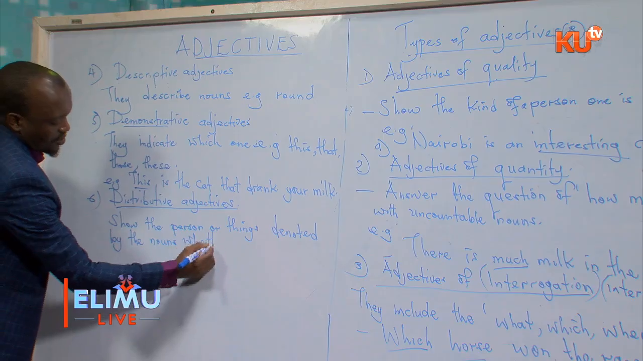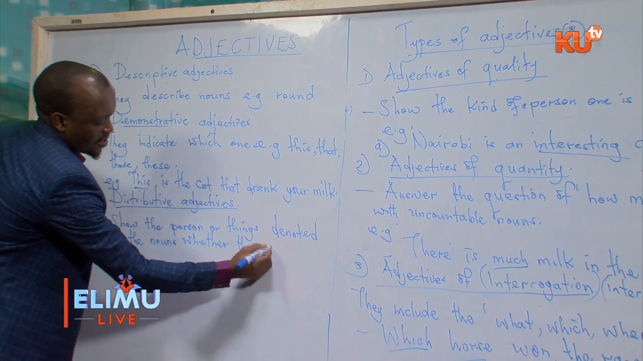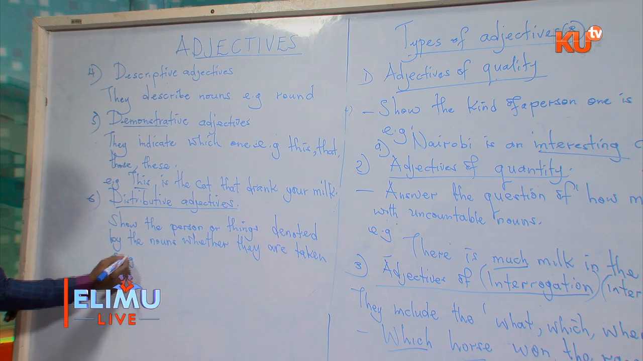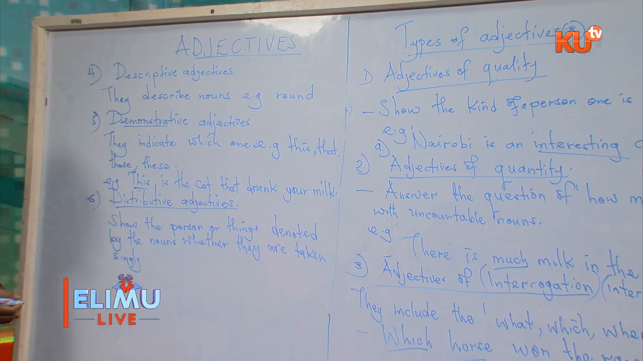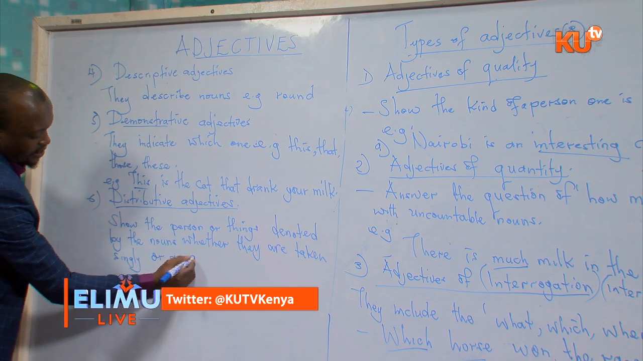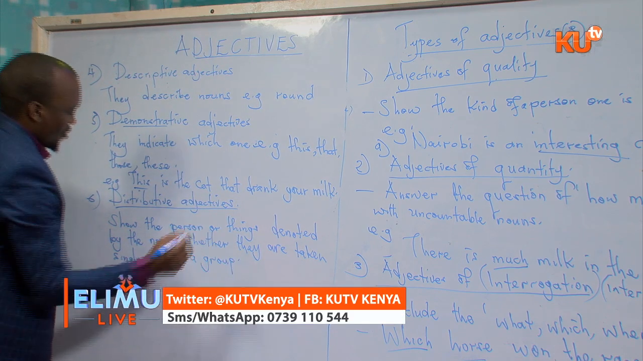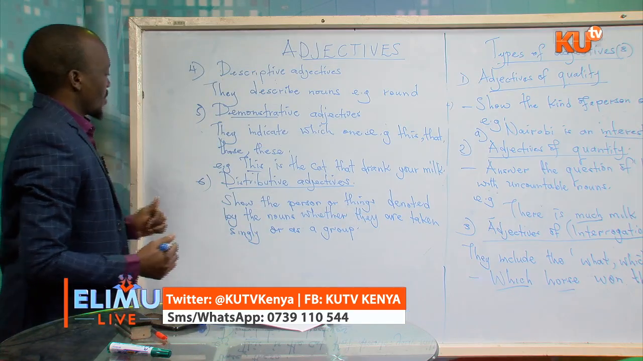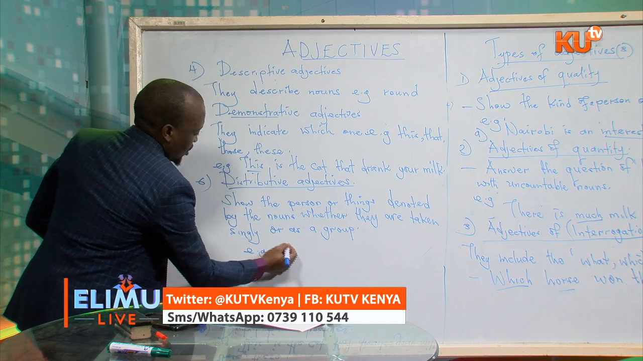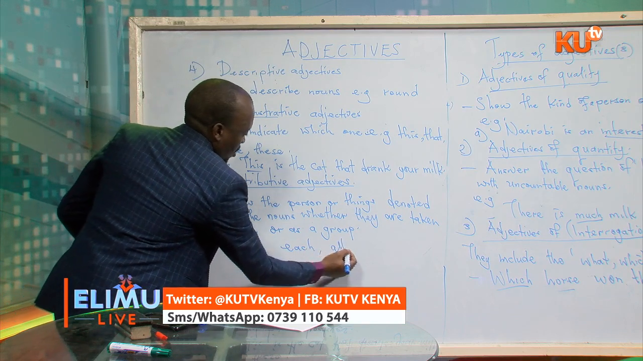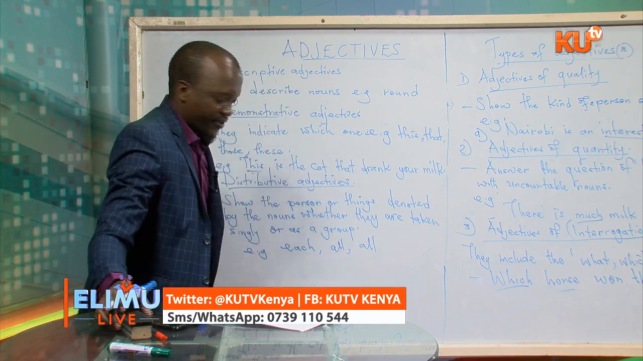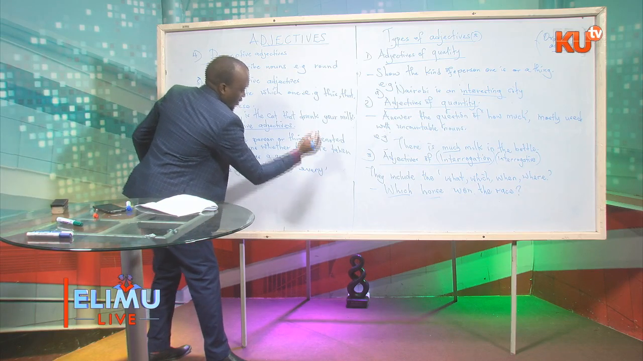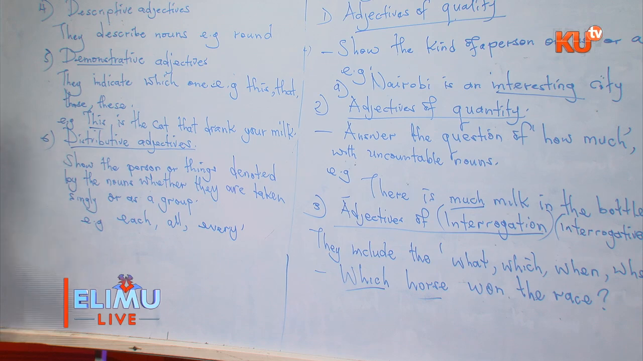Whether they are taken singly or as a group. Shows whether things are taken singly or as groups. Like ones that we can use here: each, all, every. All these are distributive adjectives.